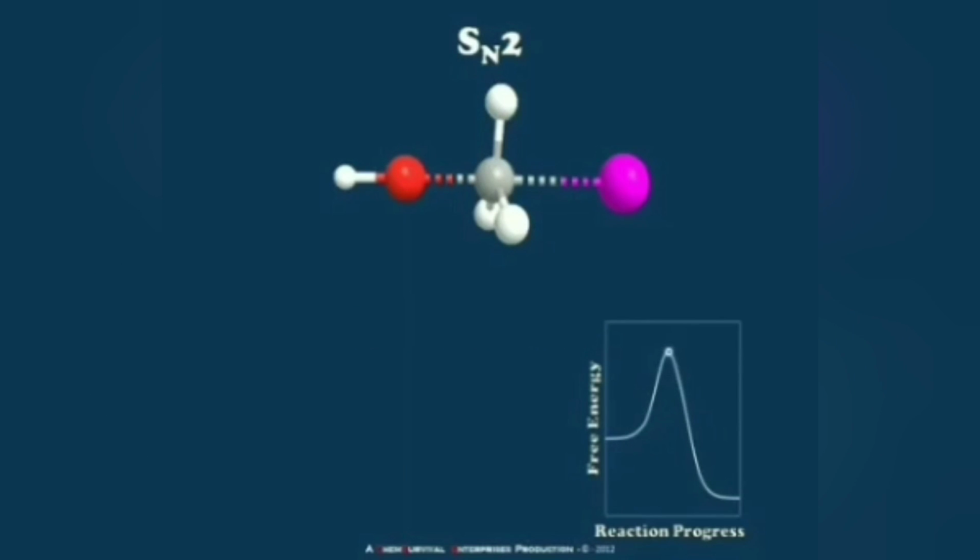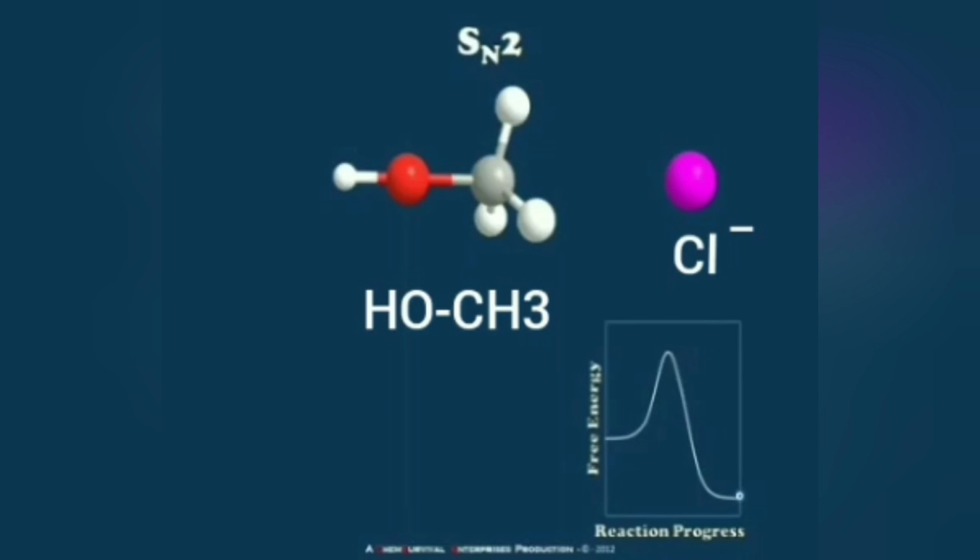When this intermediate dissociates, the bond breaking continues gradually and the chloride is removed from the carbon, so that methyl alcohol is formed, leaving the chloride ion Cl minus. So this is how a nucleophilic substitution reaction, that is the SN2 mechanism, takes place in a single step.